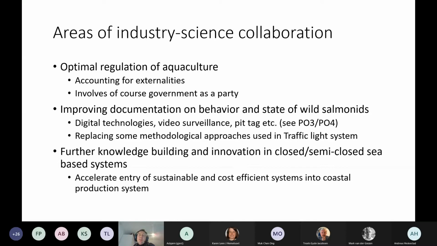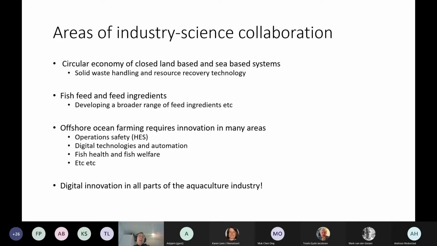Moving on, we need further knowledge building and innovation in closed and semi-closed sea-based systems. As I mentioned, Arne is probably going to talk more about that. We need to accelerate the entry of sustainable and cost-efficient systems into the coastal production system. We need to close some of the production in the coastal areas, and here these technologies play a crucial role. And then we have the circular economy of closed land-based and sea-based systems. That involves, for example, solid waste handling and resource recovery technology that I know several researchers at UiS are working on an application for these days.